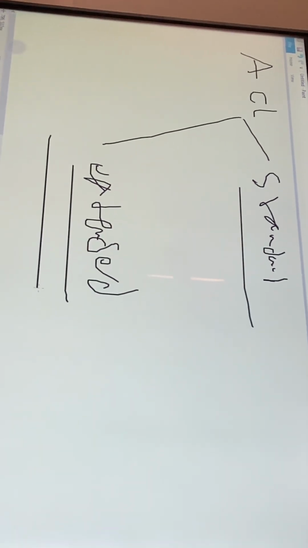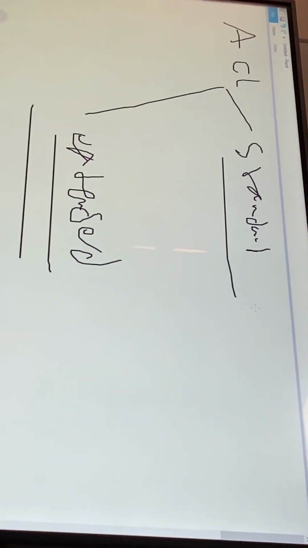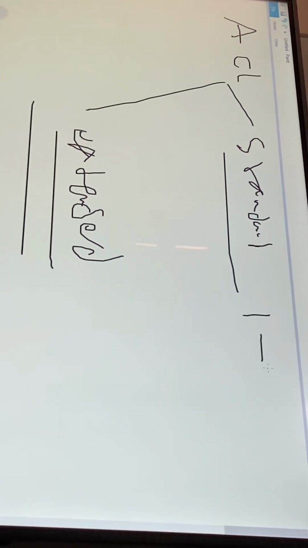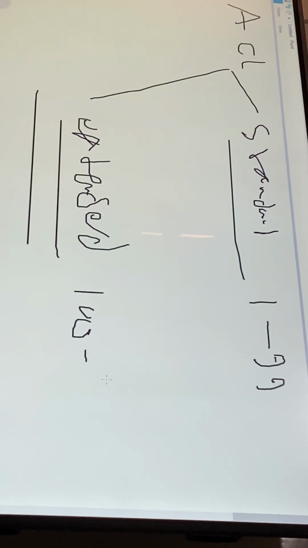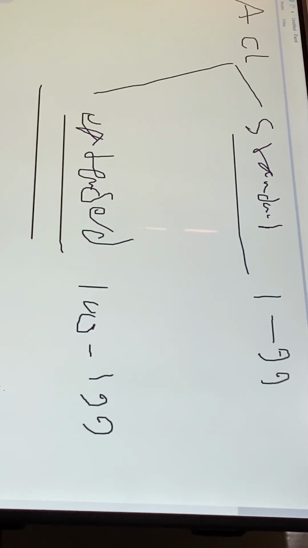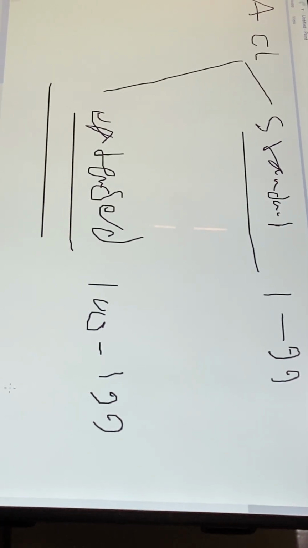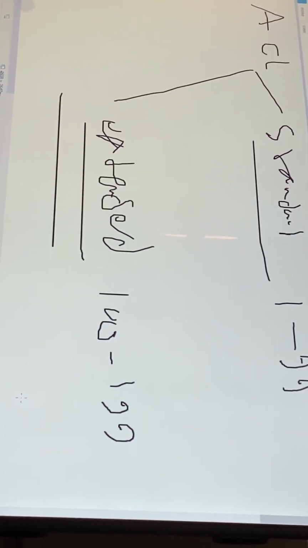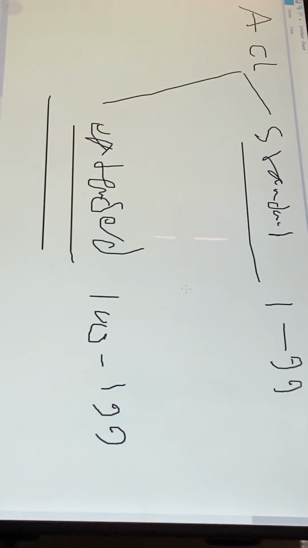So how do we know the difference between standard and extended? The standard has a number between 1 and 99. The extended is between 100 and 199. So when I use access list 1 to 99, it is standard. When I use access list 100 to 199, it is extended. Okay, so let's use the standard one.